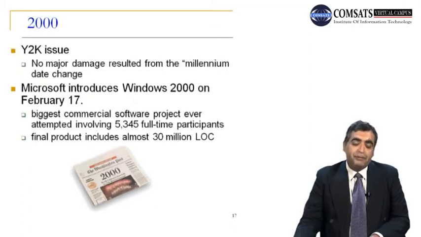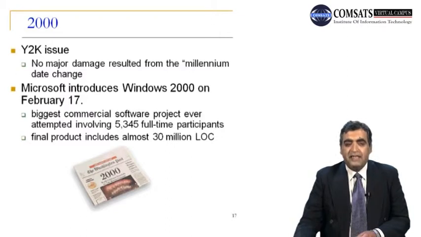In the year 2000, the millennium year, the Y2K issue comes up. People were fearing that when the year changed from 1999 to 2000, the work in banks and the economy would come to a standstill, and at that time we called it the Y2K bug. But when it transitioned to the year 2000, no major damage resulted from the millennium date change, and it seems that Y2K was a hoax. In the same year, Microsoft introduces Windows 2000 on February 17.